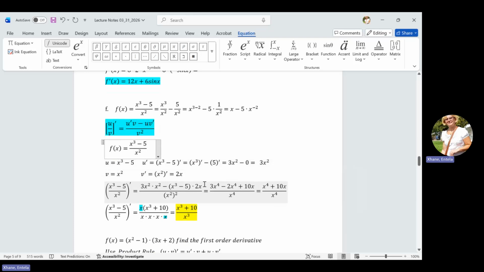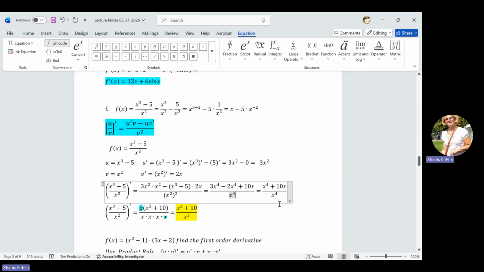Now, when it comes to the top, you have to simplify. So 3x squared times x squared is 3x to the fourth. And then I have to distribute 2x, but not only distributing 2x, distributing negative 2x. So if I distribute negative 2x over x to the third minus 5, then I have negative 2x times x to the third becomes negative 2x to the fourth. And negative 5 times the negative 2x, there's two negatives that are multiplied together, so that's 10x. I see two like terms, 3x to the fourth minus 2x to the fourth, that's x to the fourth, plus 10x over x to the fourth.